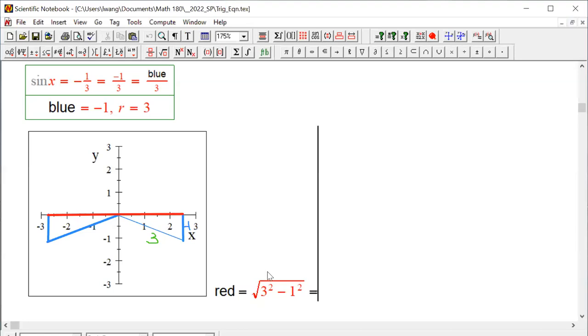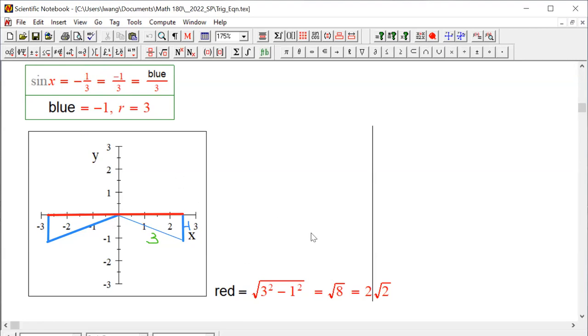And simplify, so we get square root of 8, right? Square root of 8. And if you simplify, that's going to be 2 times square root of 2. And there you go, you got the red. So this piece will be 2 times square root of 2, and the other piece is a negative 2 times square root of 2. So there are 2 terminals solutions for that equation.